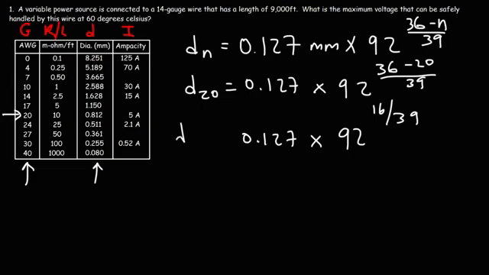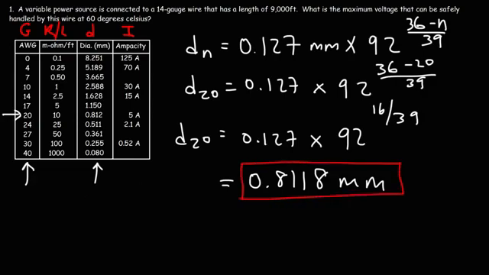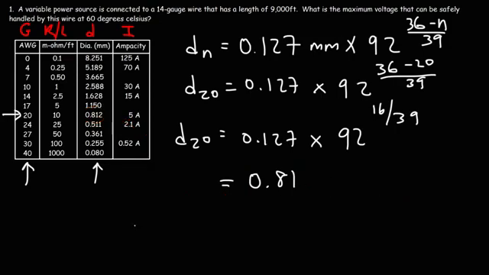Go ahead and type that into your calculator. So 0.127 times 92 raised to the 16 over 39. You should get 0.8118 millimeters. So that is the diameter size given a wire gauge of 20, which corresponds to the data that we see here in the table. So that's the formula that you could use if you want to calculate the diameter size in millimeters, if you know the gauge number. Now let me erase a few things.